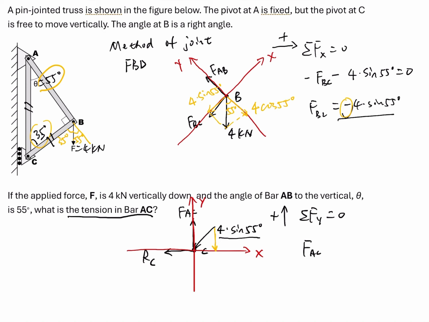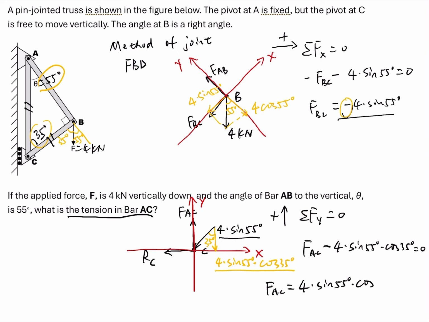The vertical component is here, and the angle is 35 degrees. So the vertical component will be 4 times sine 55 degrees times cosine 35 degrees. It is in the Y direction and going downwards, so it's negative. So FAC minus 4 times sine 55 degrees times cosine 35 degrees equals 0. Then FAC is equal to 4 times sine 55 degrees times cosine 35 degrees. This is a positive value, and we got the result of 2.68 kilonewton. This is the tension force in bar AC. So that's all. Thank you.